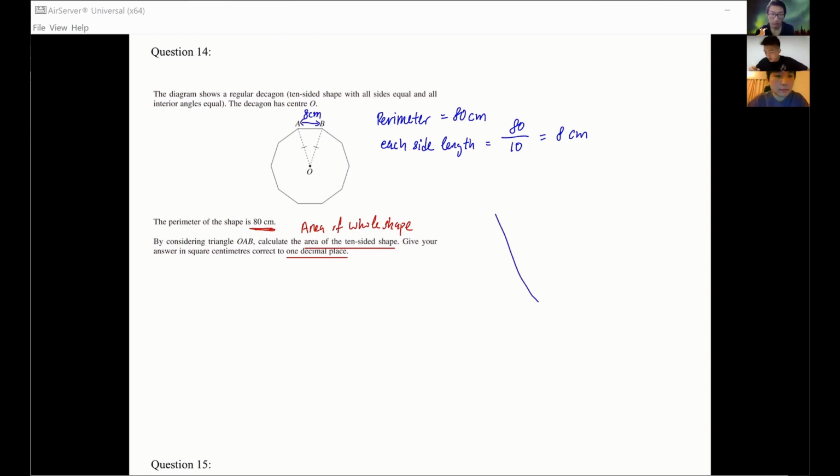Let's draw that out. You are given that these two lengths are equal, this one and this one. So we have a triangle with two sides of equal length. We call this an isosceles triangle. If it's an isosceles triangle, we know that these two angles are the same. So I will call this angle alpha.